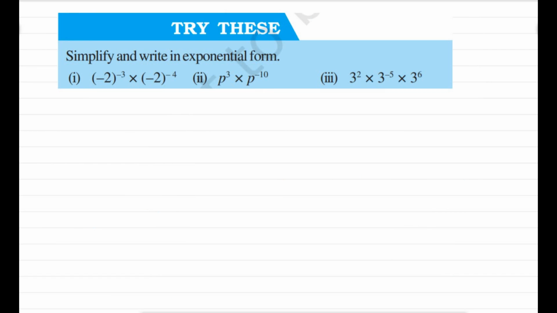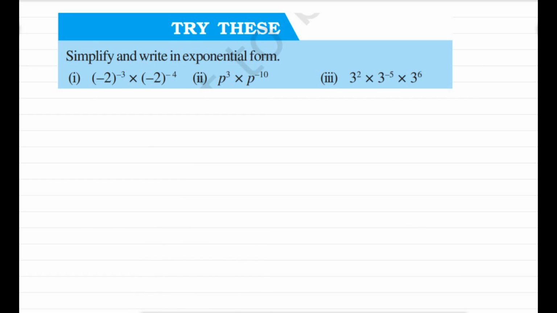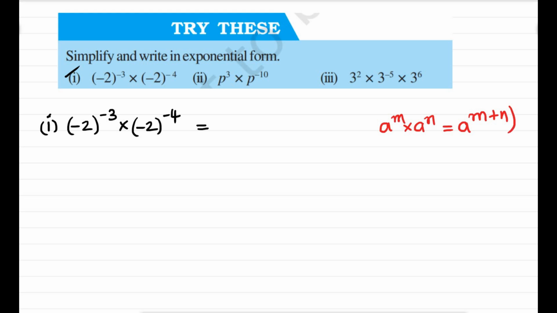Let us extend our work with a few more examples. Same thing: simplify and write in exponential form. I'll take the first one, which is minus 2 to the power of minus 3 times minus 2 to the power of minus 4. Take these two. Again, I know that a to the power of m times a to the power of n can be written as a to the power of m plus n, where m, n are any integers and a is any non-zero integer.